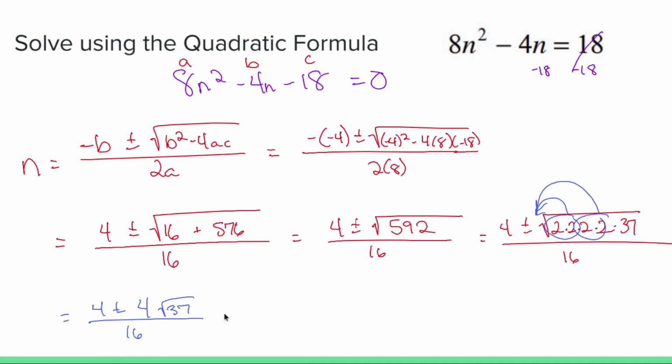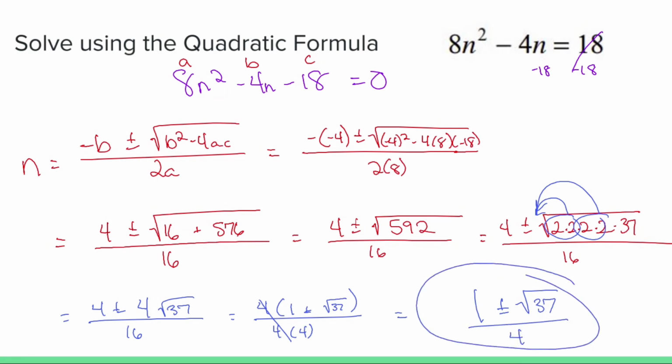Now I notice I can factor out a 4 out of both of these. So factor out a 4. 1 plus square root of 37 is left over. I can factor a 4 out of 16. These cross out, and our final answer is 1 plus or minus the square root of 37 over 4. Quadratic formula, baby.